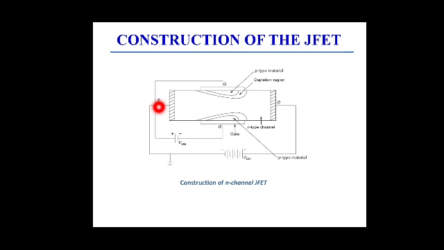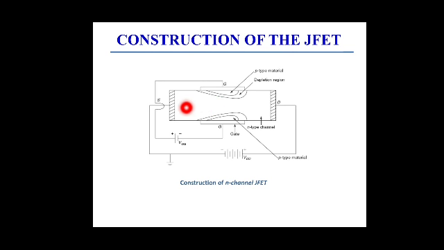Now let us see which are the input terminals, output terminals, and control terminals in JFET. The electrons try to enter from source, they will enter into the channel, so this part is known as channel. This part is known as channel of the FET. So source is the point from which the charge carriers enter into this channel.